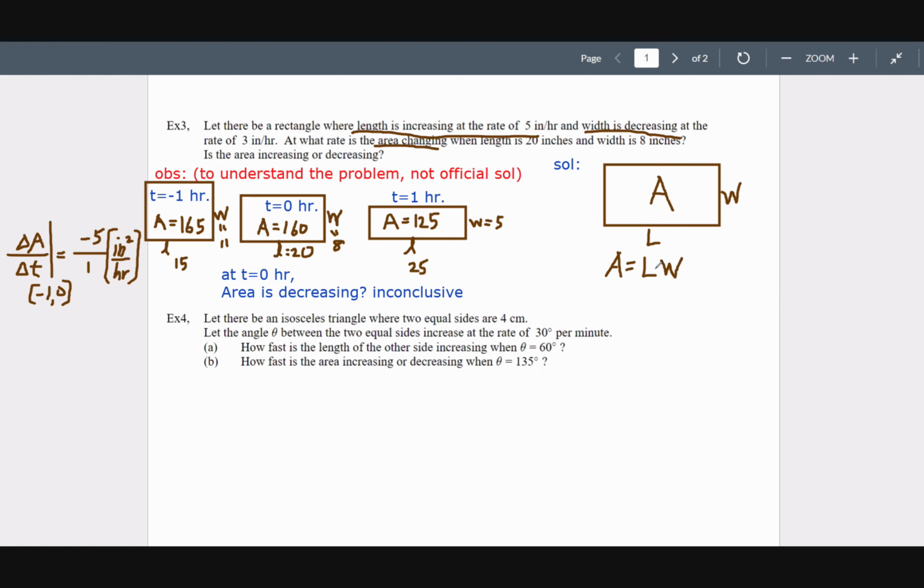Now, how many variables do you see in the equation A equals LW, including the dependent variable as well as the independent variables? 3 variables. I'll talk about the variable t. In this case, there is no t. So t is not one of the variables, and we have 3 variables.